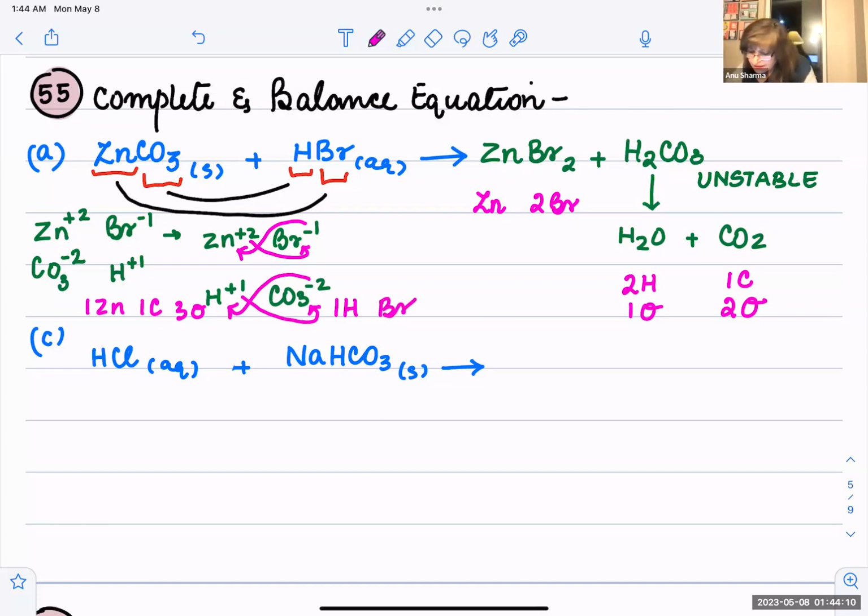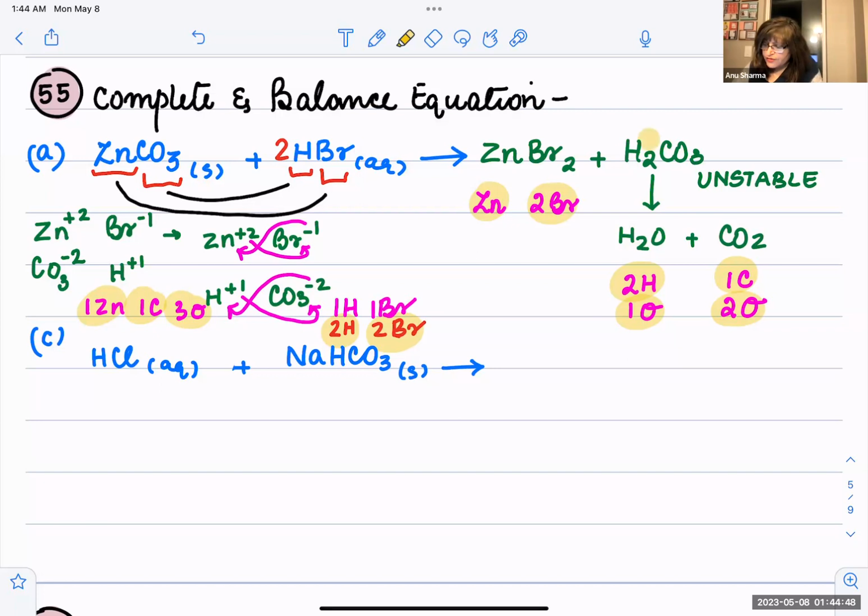So what is not balanced? Bromine is not balanced. So what are we going to do? We're going to put 2 in front of here. So when you do this, now we have 2 hydrogens and 2 bromines. So now the 2 bromines balance, 2 hydrogens balance. So let's go back and check. 2 hydrogens, 2 hydrogens, 2 bromines, 2 bromines. A total of 3 oxygens and 3 oxygens, 1 carbon, 1 carbon, 1 zinc, and 1 zinc. Okay, so this is how you balance it.